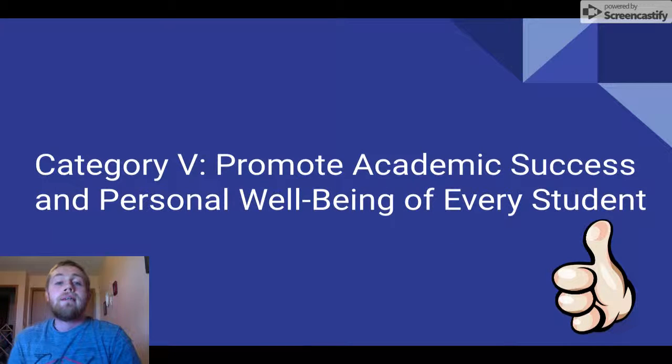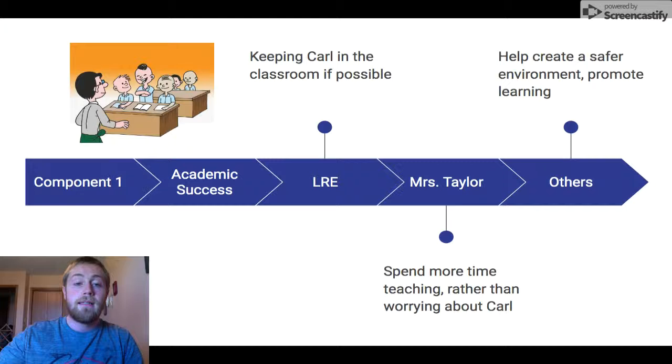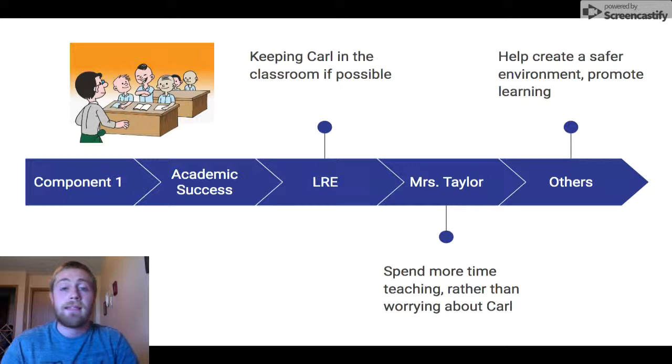Category 5, promoting the academic success and personal well-being of every student. So in this case, component 1 was academic success for all students. So finding the least restrictive environment for Carl, keeping him in the classroom as much as possible, seemed to be working in the past, and to continue to keep him there with a better behavior plan in place. Helping Mrs. Taylor so she can spend more time teaching rather than worrying about Carl will help not only Carl but the other students. And then the other students, creating a safer environment for them will automatically promote learning. When you're feeling safe and secure, you are open to learning.